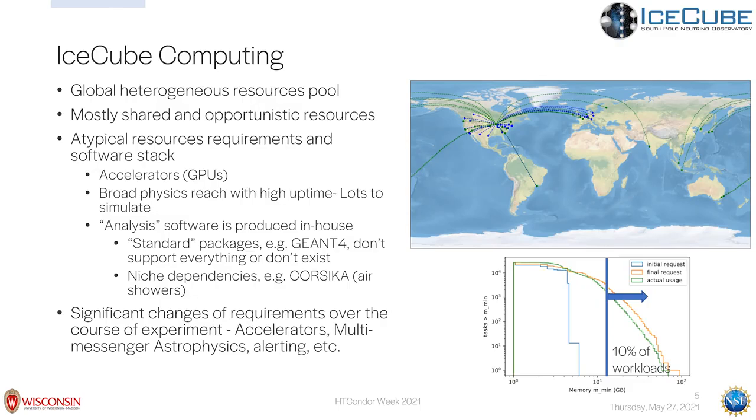And again, we have this mix of resources where we have these requirements. We need the GPUs. We also need CPUs. There's this broad physics reach, so we have a lot of uptime, meaning our detector runs basically continuously, and we need to simulate that in real time. And of course, our analysis software stack is in-house. The standard packages used in particle physics don't necessarily support what we do, or we have these niche dependencies, like we heard earlier today. For example, Corsica is one of our other dependencies.